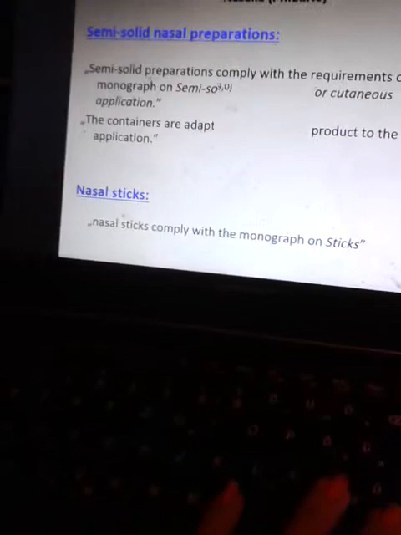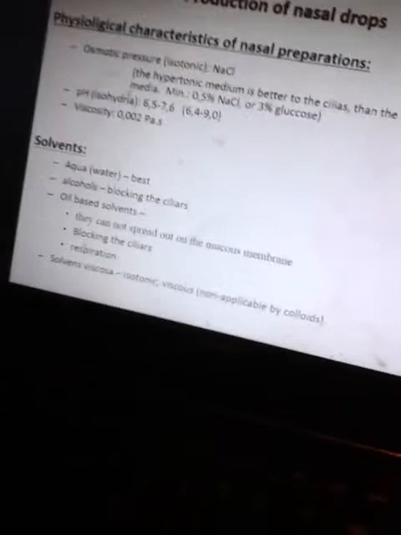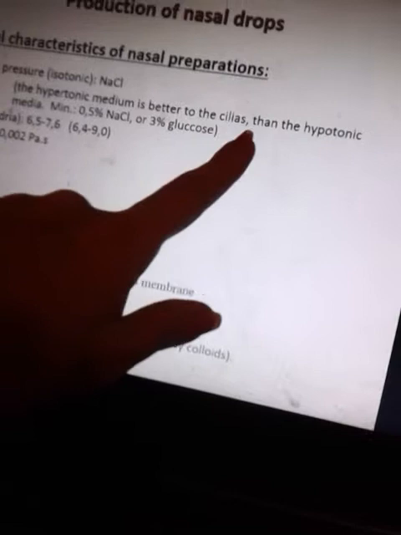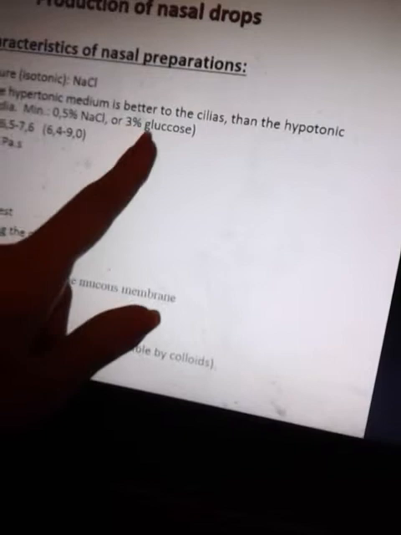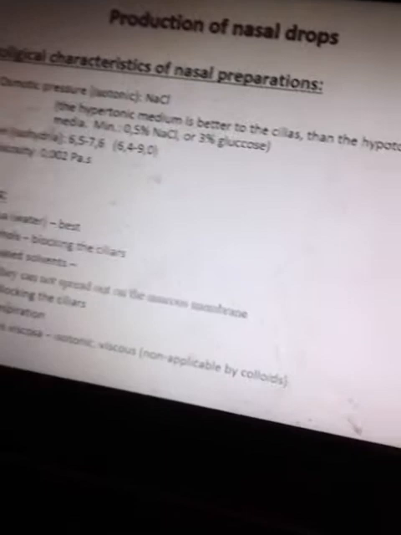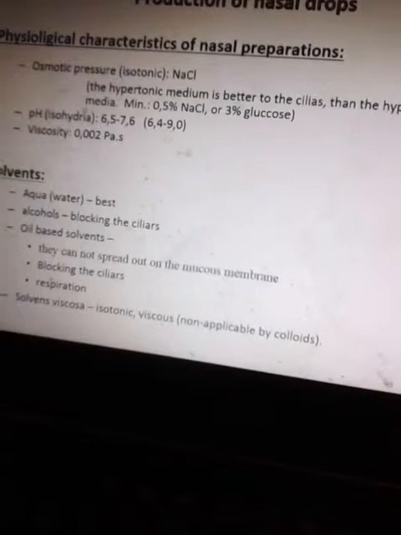Physiological characteristics of nasal preparations. This is important: it should be isotonic. A hypertonic medium is better for the cilia than a hypotonic medium. Minimum 0.5% sodium chloride or 3% glucose. The pH, isohydria, is 6.5 to 7.6.